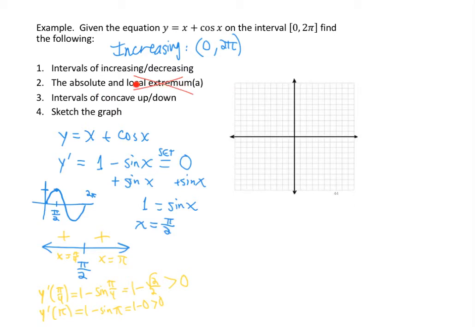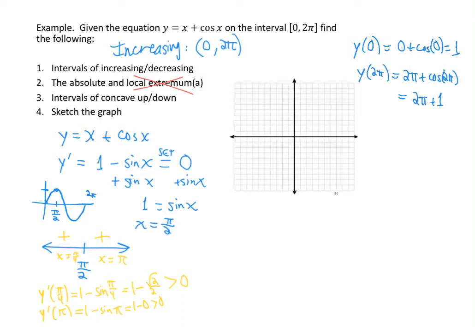That means by the extreme value theorem that we have an absolute maximum and an absolute minimum. So since we don't have any local extrema to try to plug in, the absolute min and absolute max will probably happen at the endpoints. Those are the only places where that will be possible. So we take our endpoints and plug them into the original function. Y of 0 is 0 plus cosine of 0, which is 1. And y of 2 pi is 2 pi plus cosine of 2 pi, which is 2 pi plus 1.